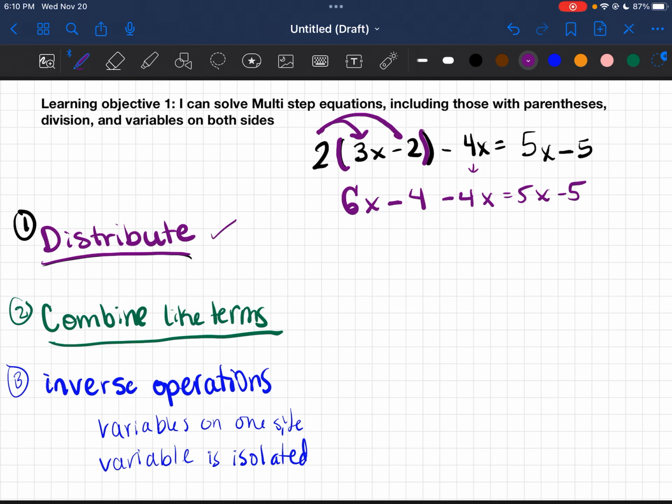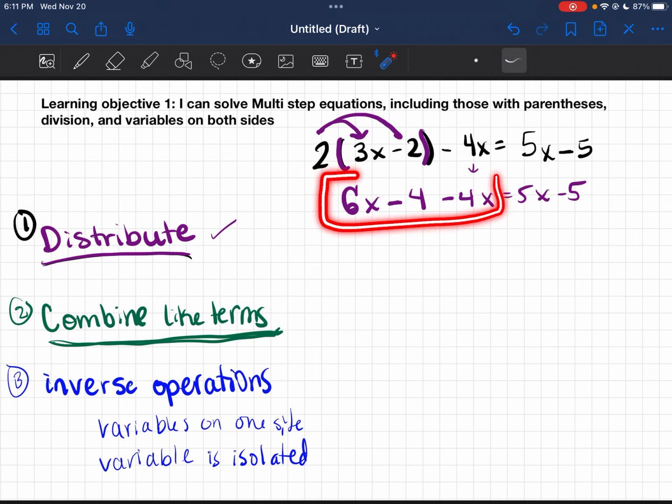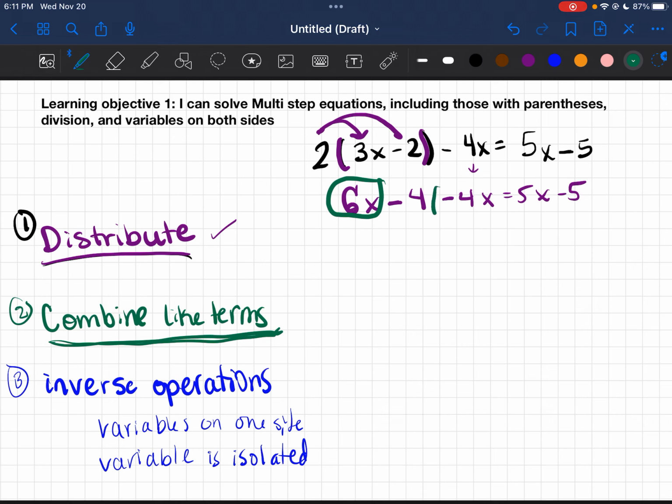So I did my distribution, and now I'm going to move on to combining like terms. Combining like terms means I'm going to combine things on the same side of the equal sign with things that are on the same side. Now, they're the same if they're both numbers or if they both have the same variable. So in this example, 6x and -4x are like terms, and I can combine them because they both have the letter x and they are on the same side of this equal sign. They're on the left side.